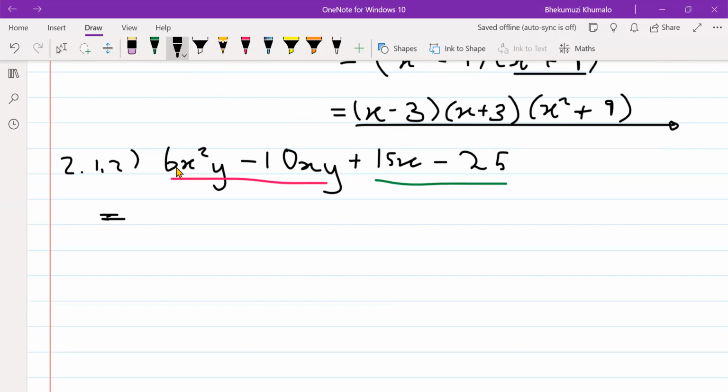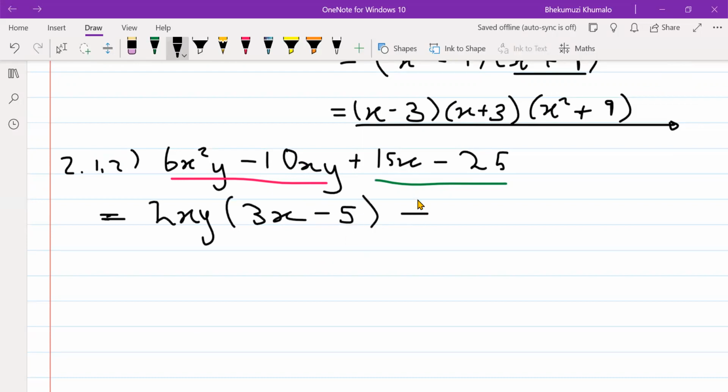We are asking ourselves, what is common between these 2 terms? So the first 2 terms, which is 6x squared y minus 10xy, what is common between them? If I think about it, xy is definitely common, yes. But then 6 and 10, what is common between them? It can be 2, right? If we take out 2, then it's 2 times 3 and 2 times 5. So as you can see, it's 2xy, right? And then that would leave us with 3x, and here would leave us with 5.